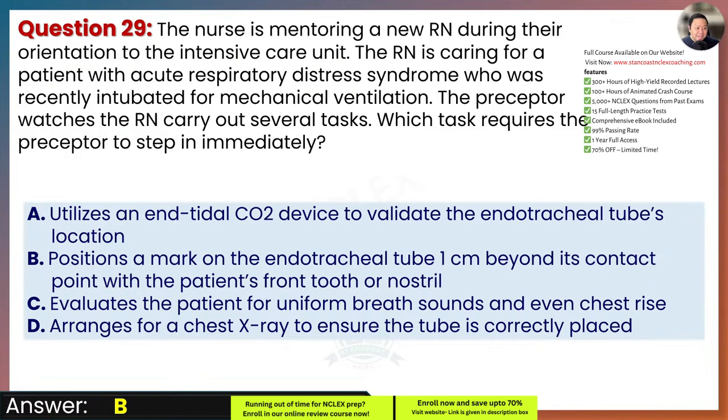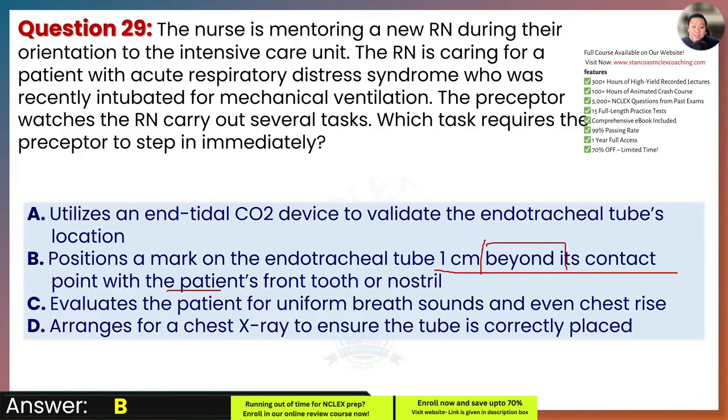It states, positions a mark on the endotracheal tube 1 centimeter beyond its contact point with the patient's front tooth or nostril. Why is this the correct answer? Well, this mark serves as a baseline to monitor the tube's position over time. But if the mark is placed 1 centimeter beyond this point, it introduces inaccuracy, which could cause the nurse to miss potential shifts in the tube placement.